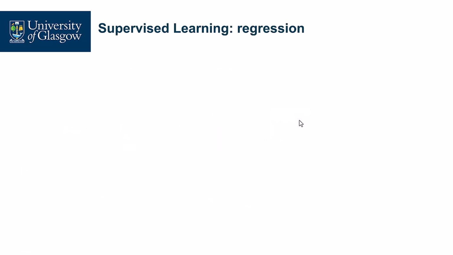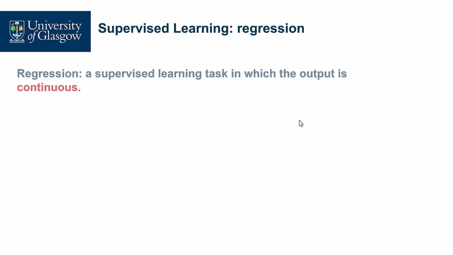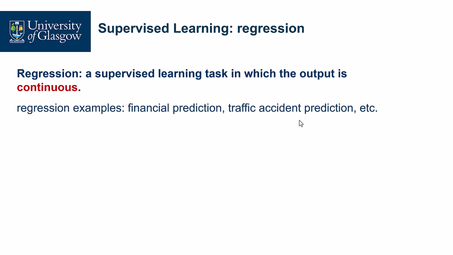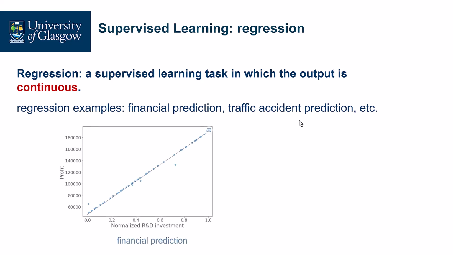In contrast to classification, there's another kind of problem we call regression. In regression, the output is not discrete anymore, it is continuous. So we call them regression problems. Here I provide some examples. For example, financial prediction, traffic accident prediction. Let's say in financial prediction, I probably provide the input as a normalized research and development investment.